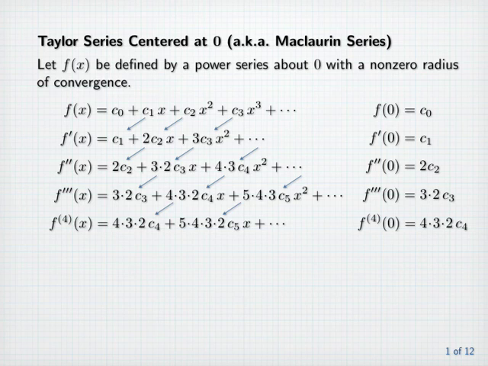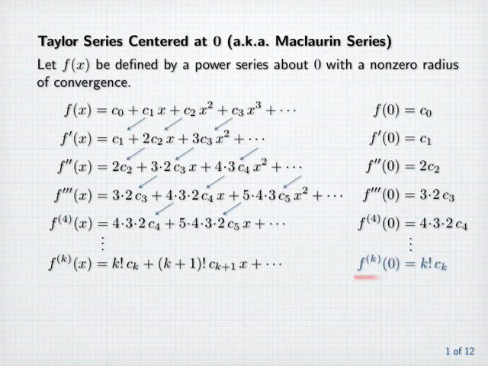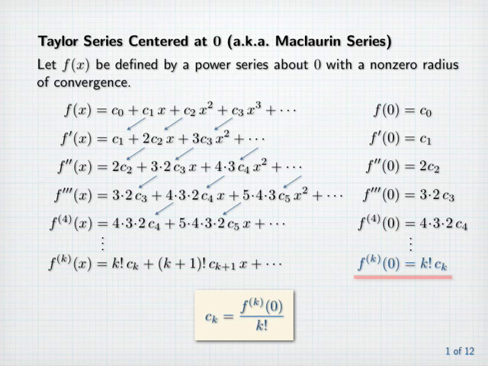Now a clear pattern has emerged here. The kth derivative of f is equal to k factorial times c sub k plus k plus 1 factorial times c sub k plus 1 times x, and the kth derivative evaluated at 0 is equal to k factorial times c sub k. Now if we divide by k factorial, we obtain an expression for the kth coefficient c sub k. C sub k is equal to the kth derivative of f evaluated at 0 divided by k factorial.